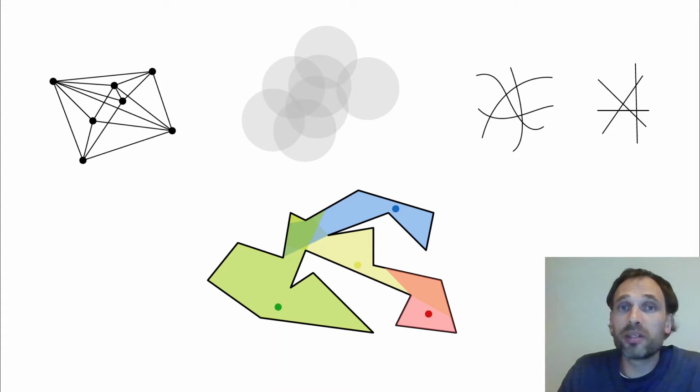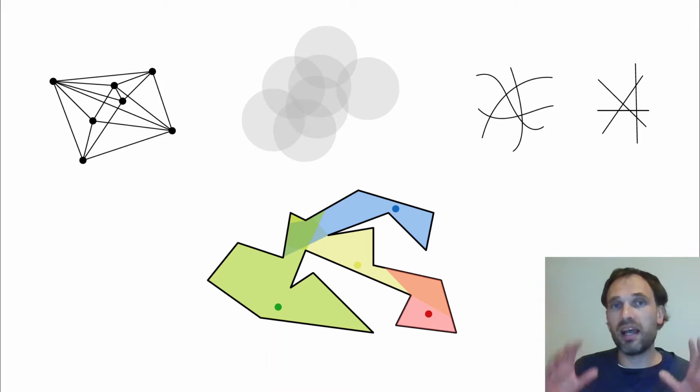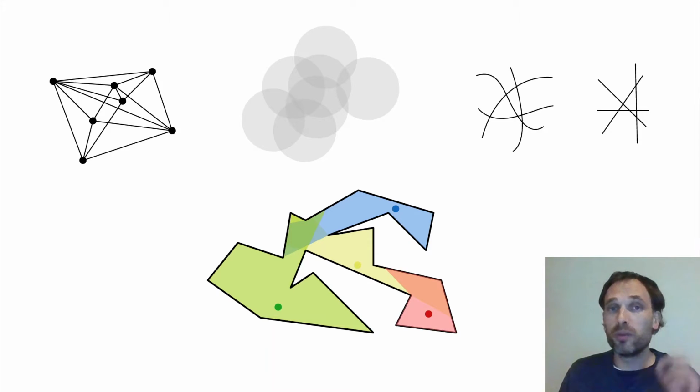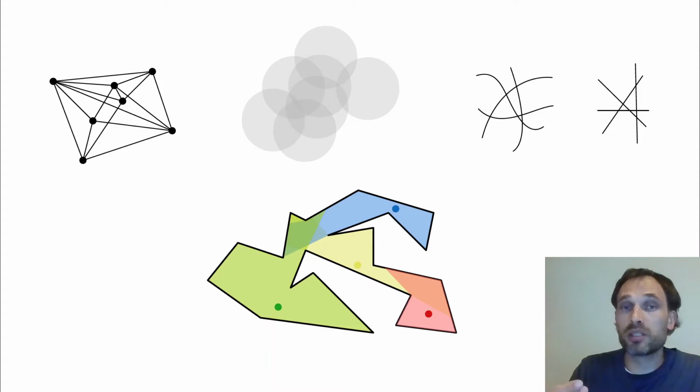Another famous problem in computational geometry is the so-called art gallery problem. Here we are given a simple polygon in the plane, which represents our art gallery, and we try to guard all the art. So we place guards in the gallery, and we want to place as few as possible. So we have some upper bound of guards that we're allowed to use.